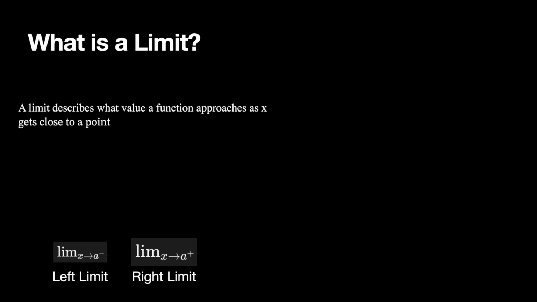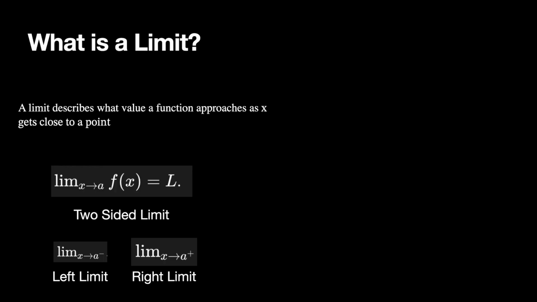Today I'll be covering limits. A limit describes what value a function approaches as x gets close to a point. Now if we're approaching from the right of an x value, we have a right limit, and this is the notation. And we also have a left limit when approaching from the left. We also have the two-side limit for when the left and right limits are equal to each other.